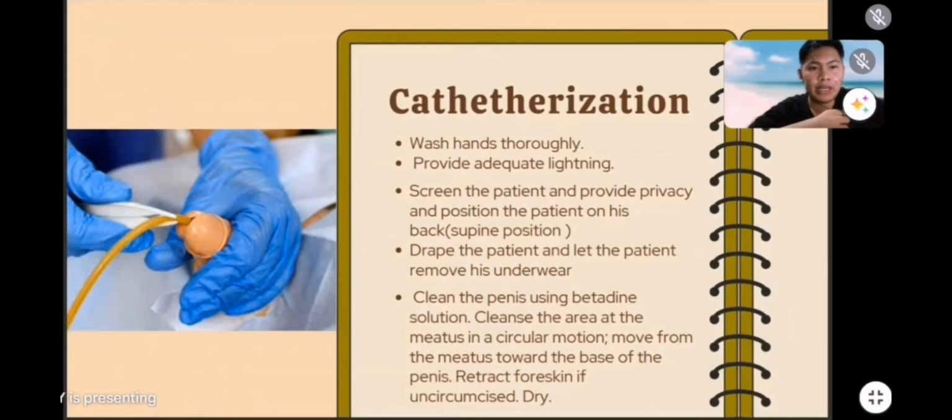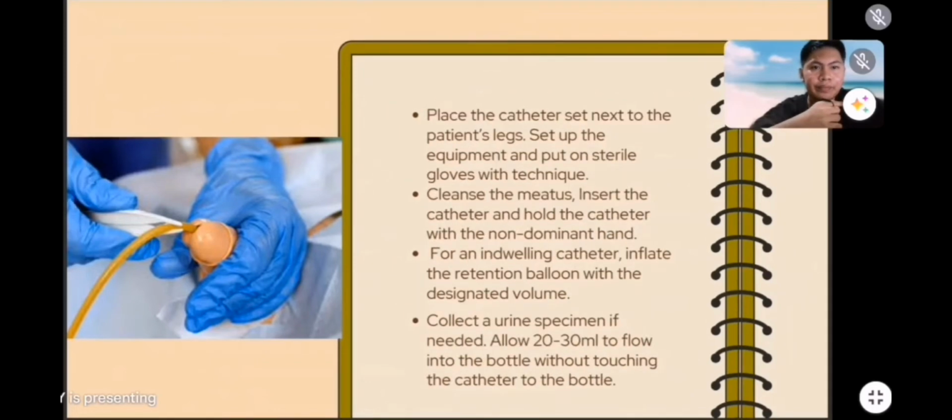Next, clean the penis using the betadine solution. Cleanse the area at the meatus in a circular motion. Move from the meatus toward the base of the penis. Retract the foreskin if uncircumcised, then dry. Place the catheter set next to the patient's legs. Set up the equipment and put on sterile gloves with sterile technique. By placing the catheter set next to you, you have easy access to the equipment such as clean gloves and etc.